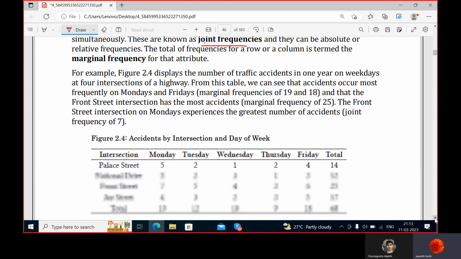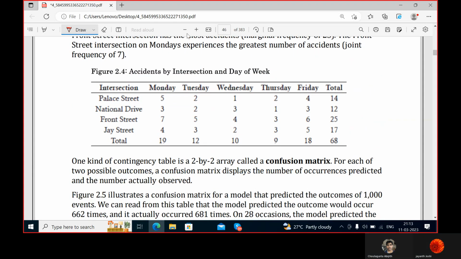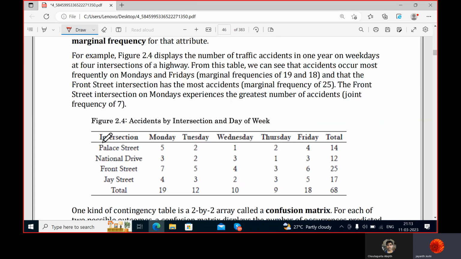So we'll see a data here. What you can see here, there are two variables, Abhijit. One variable is the days of a week. Am I right? These are the variables. And this shows the intersection. You know what is intersection? Like we say that intersection is where there are two roads which are crossing each other. Understood? And these are the intersections. These are another variables. Variables in the sense we are taking different intersections, different days of a week.